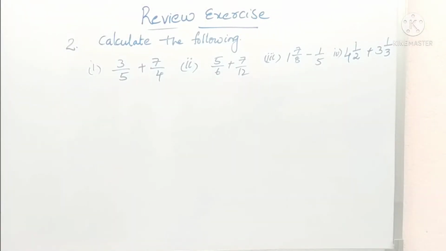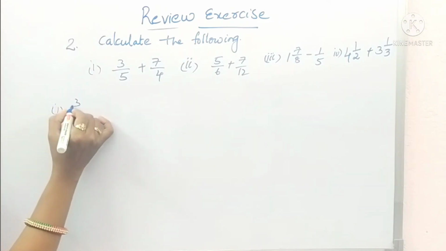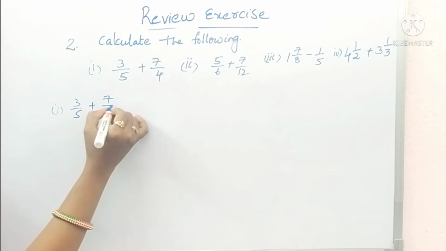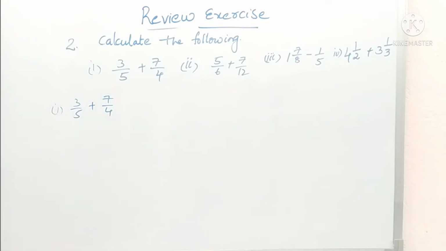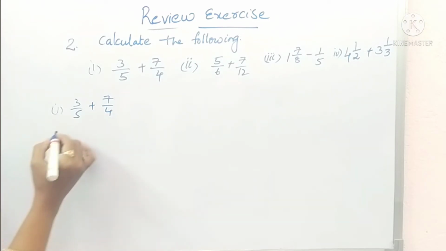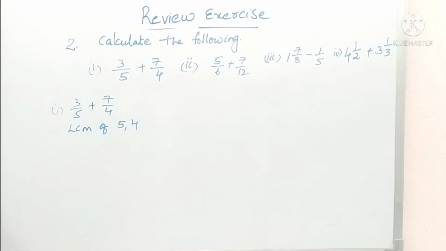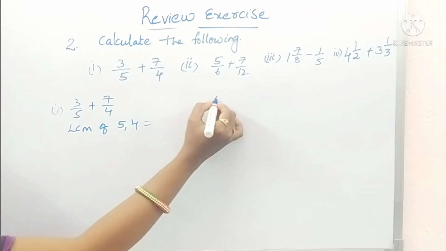In the second problem, there are a total of 4 problems. In the first two we have to add, and in the third problem we have to subtract. Okay, see here, the first one: 3 by 5 plus 7 by 4. First you have to take the LCM of the denominators. LCM of 5 and 4.